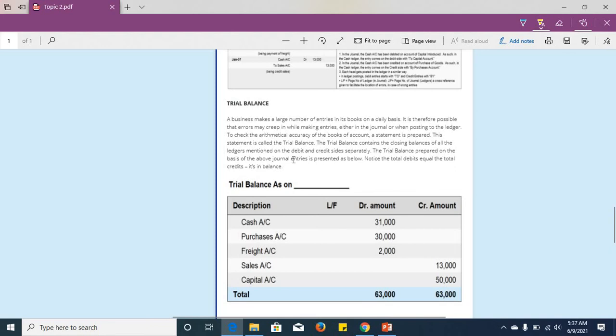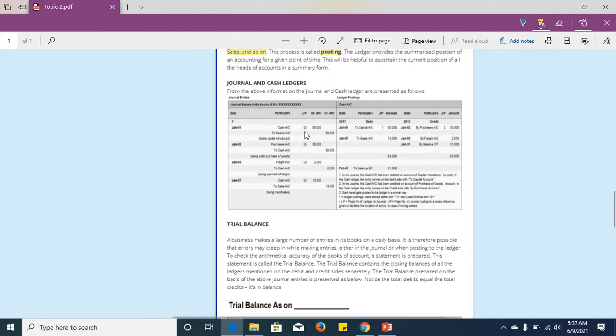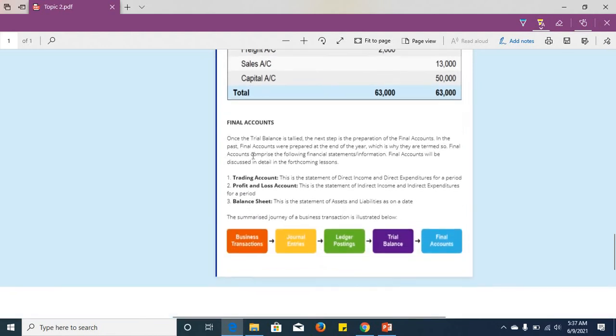The trial balance prepared on the basis of the above journal entries is presented as below. We've already gone through this. So what happens is, from the journal, individual entries are posted into various ledgers. Then the balances of those ledgers are posted into the trial balance to make sure that there is mathematical accuracy. Then we have final accounts. Once the trial balance is tallied, the next step is the preparation of final accounts. In the past, final accounts were prepared at the end of the year, which is why they are termed so.